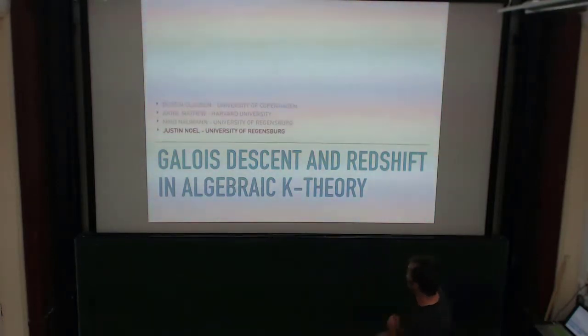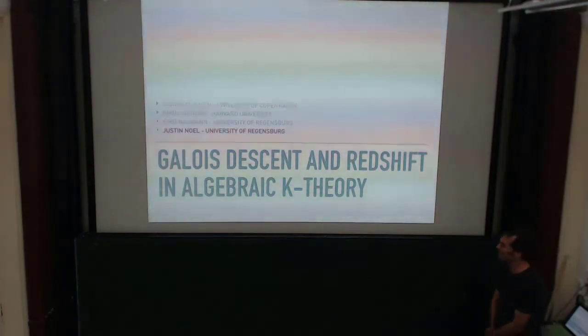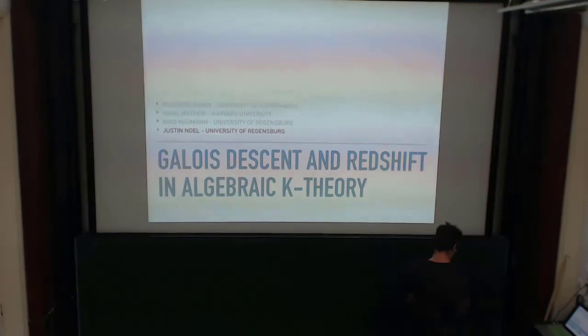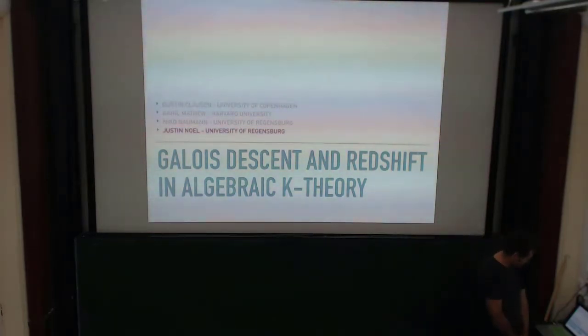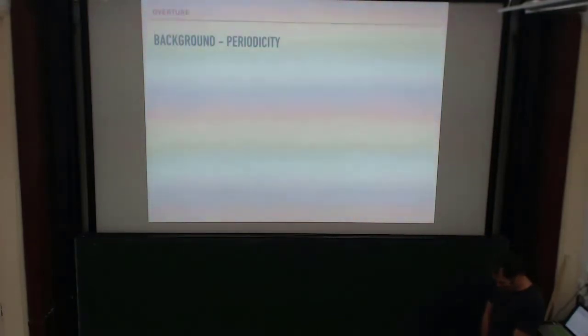But yeah, so this is a joint project with Dustin Clausen, Mathew, and Nico Naumann, some fantastic collaborators. We've had a lot going on for a while now. As the title says, I'm going to talk to you about Galois descent and redshift and algebraic K-theory. So this is an algebraic K-theory conference or workshop.